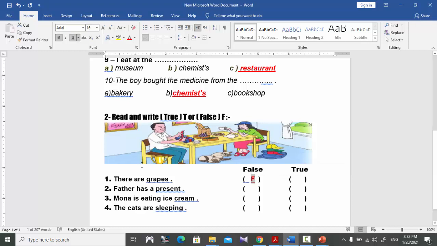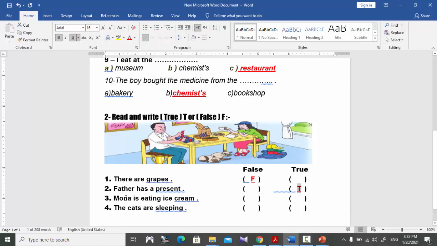Okay, number two, father has a present. Father has a present, and present means gift, as you know. Okay, father has a present. Yes, he has a present. So it will be true. Write down T. Okay, number two will be true.